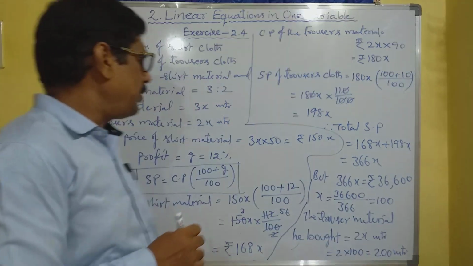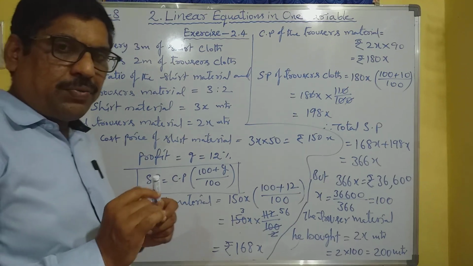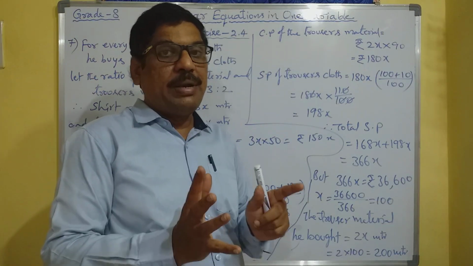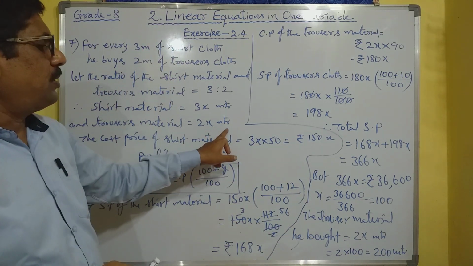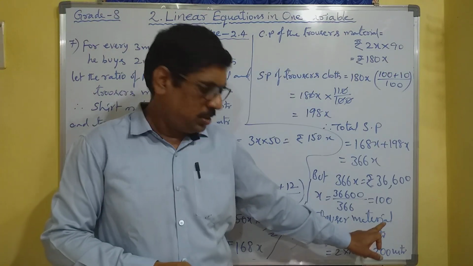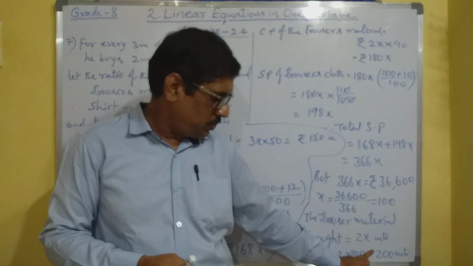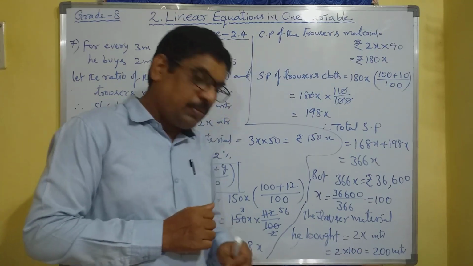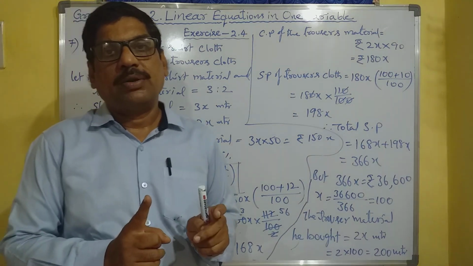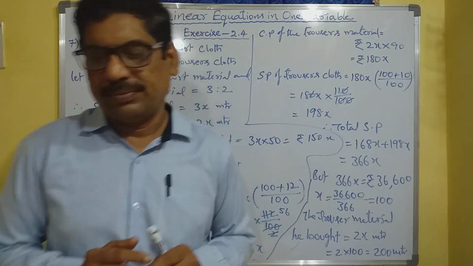Okay. So we got the x value. Finally, we need to find the total trouser material he bought. The trouser material he bought is 2x meters. But the x value we got is 100. That we need to substitute in the 2x. Then we get 200 meters. Therefore, Hassan bought 200 meters of trousers cloth.